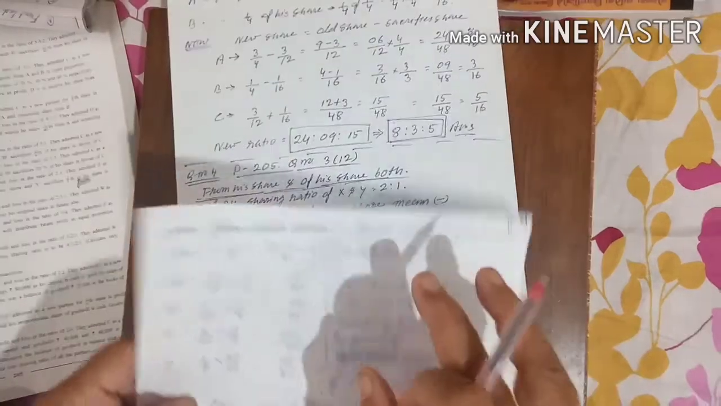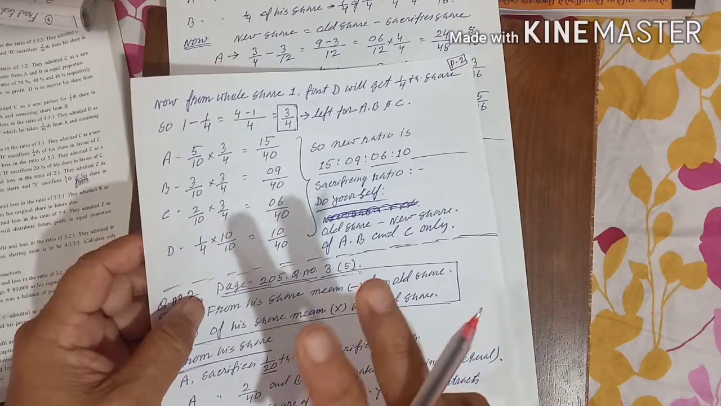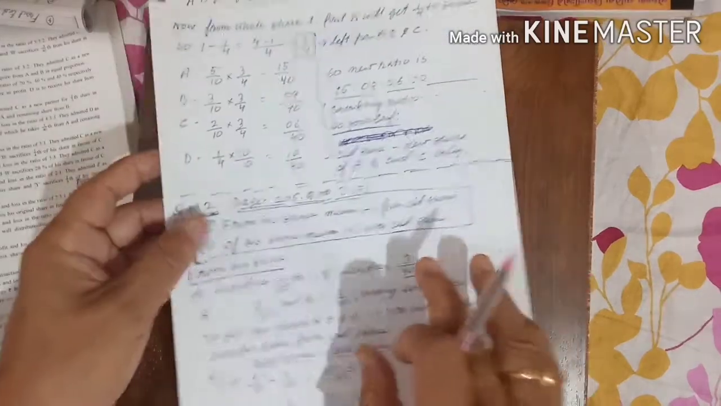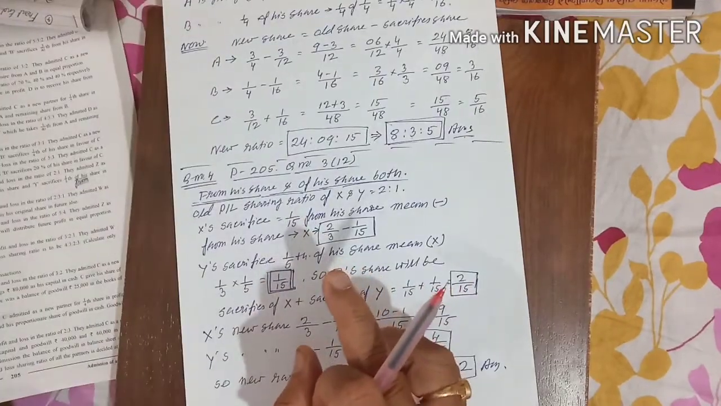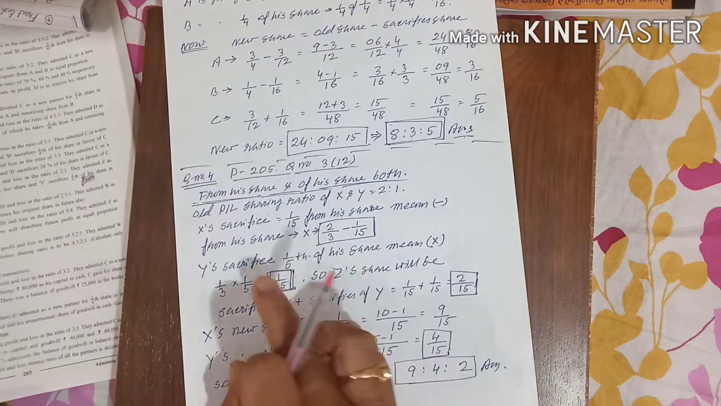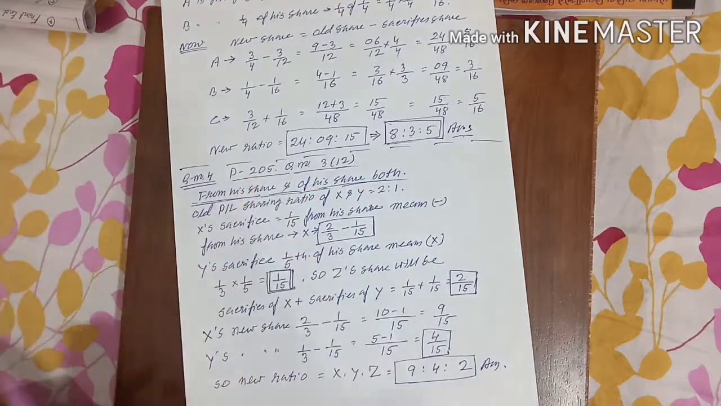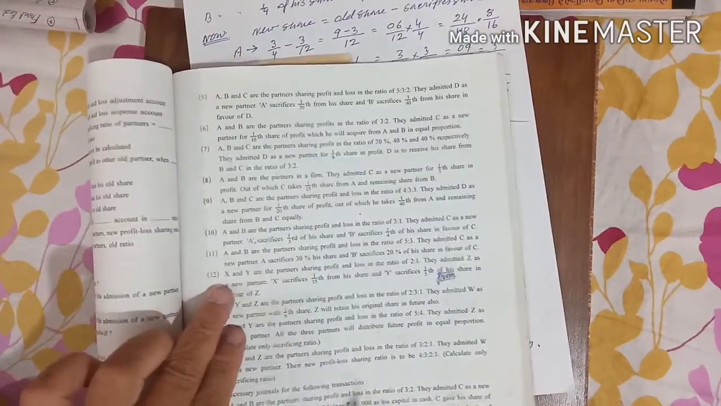Sometimes the question I told you, question number 2 and question number 3. Question number 2 was "from its share". Question number 3 was "of its share". You will get both of these in the same sum, like the one sum I want to do. That is question number 4 on page number 105.